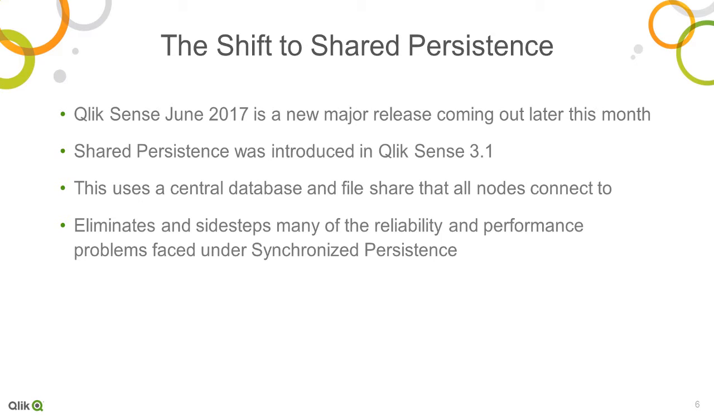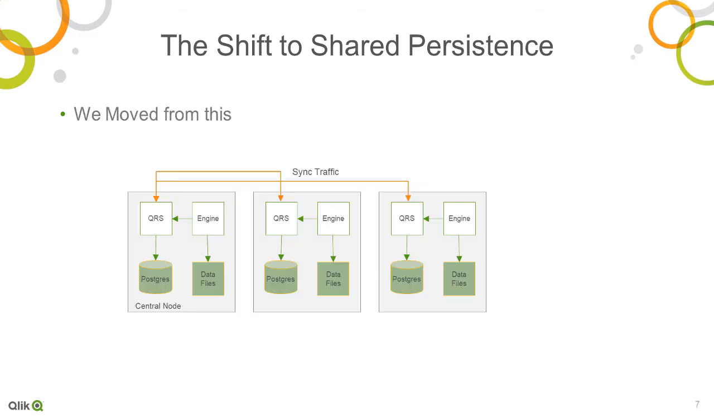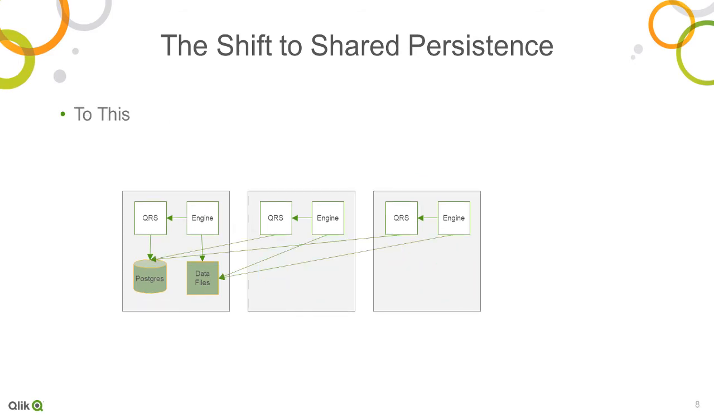Shared persistence was introduced in Qlik Sense 3.1. It was actually the second service release of 3.1 that added it to the installer. It uses a central database and a file share, and it eliminates and sidesteps a lot of the reliability and performance problems that were faced under synchronized persistence. In essence, we're moving from a model that looks like this to one that looks like this. And in fact, this is what we're doing today.